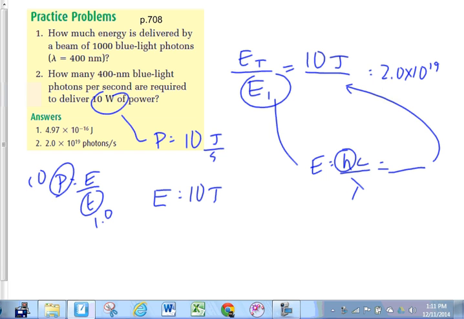So what's the difference between this question and the last question we just did? This. They make it seem more complicated because they give me a power. But power is joules per second. And we're looking for the number of photons per second. So basically, they give me the energy, just like they did in the last question. They just disguise it. They trick me into thinking that I'm not given the energy there. Right? Good there?